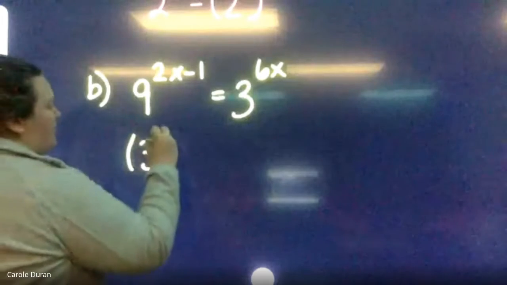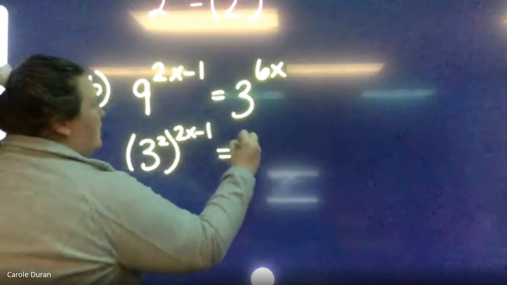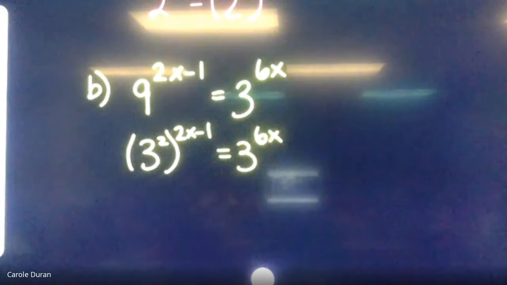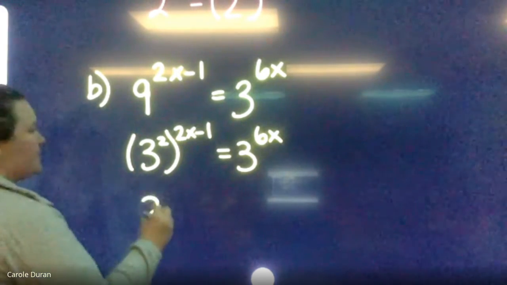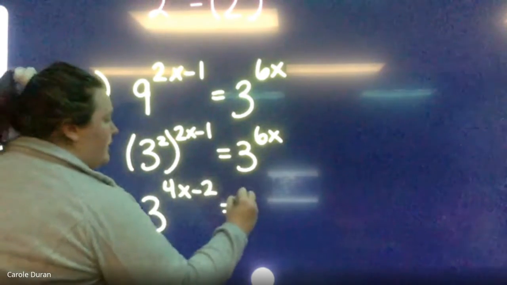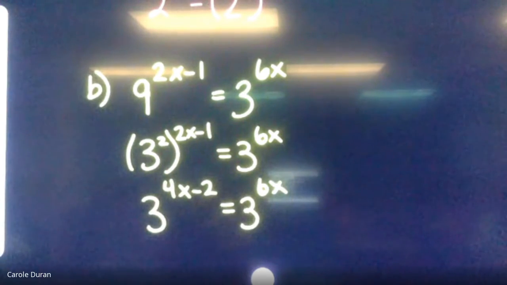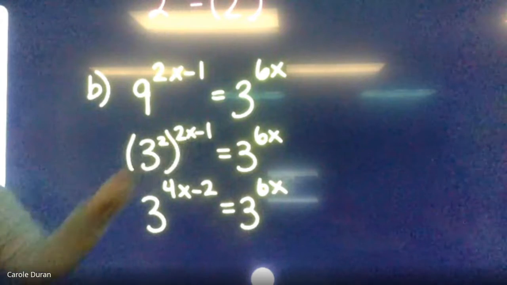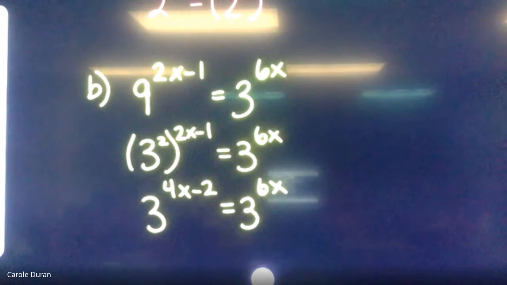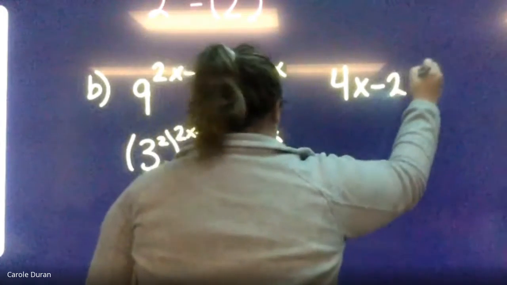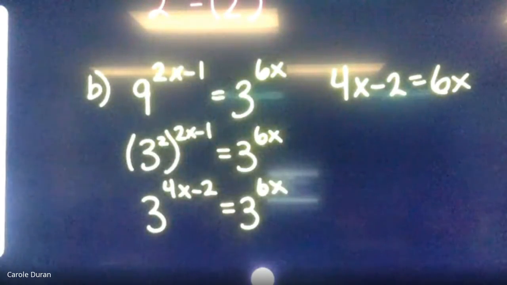So then this is the same as 3 squared to the 2x minus 1 power equals 3 to the 6x power. Just like before, when I raise an exponent to an exponent, that means that they multiply together. So this becomes 3 to the 4x minus 2 power equals 3 to the 6x power. I multiply the 2 into both of those pieces. What do you think it brings? Okay, are you okay with this one? Okay. And now that my bases match, what can I do? Get rid of them, and I'm only concerned with the exponents. So this becomes 4x minus 2 equals 6x, and I can solve for x.